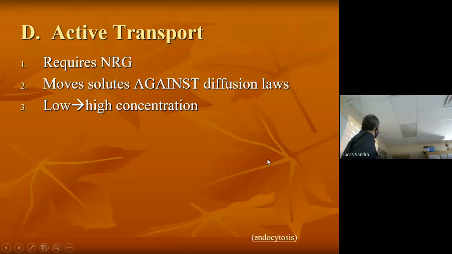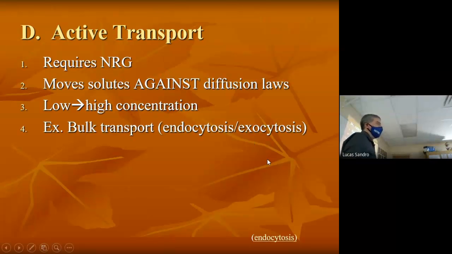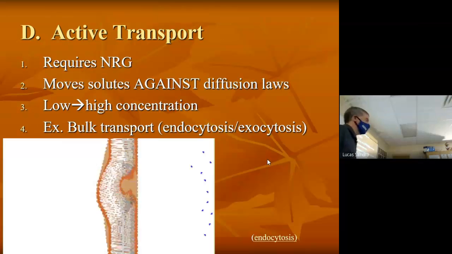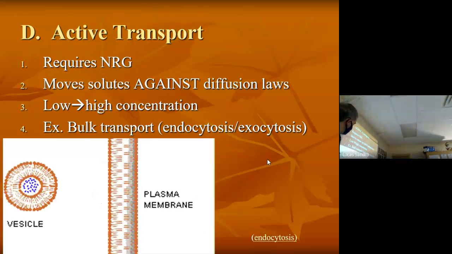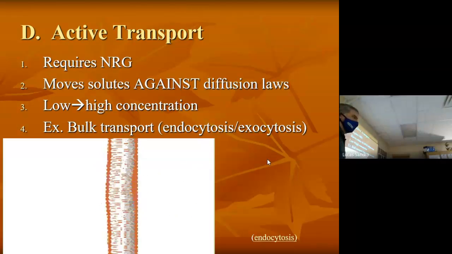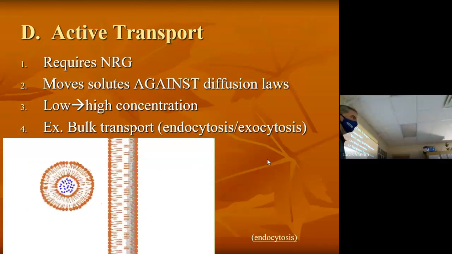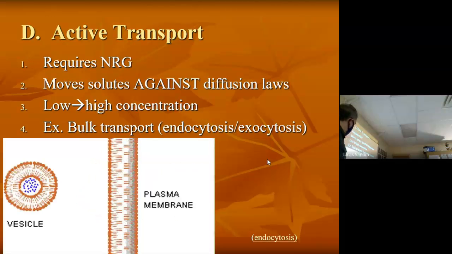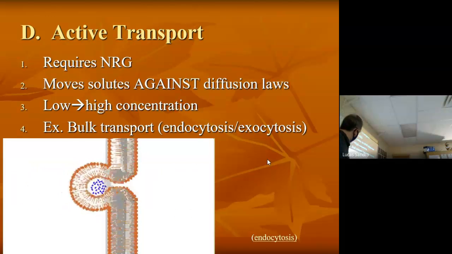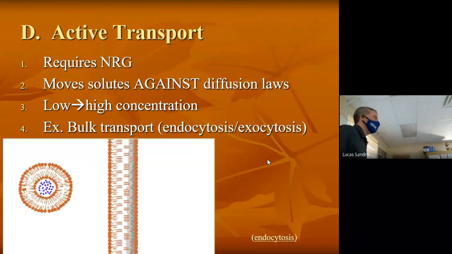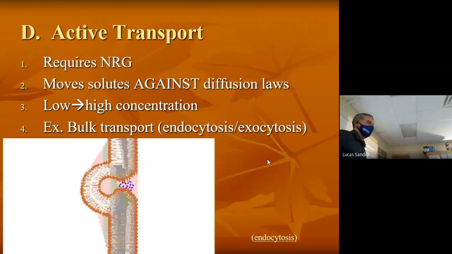We call it bulk transport. But the two kinds are endocytosis and exocytosis. This is exocytosis. Remember, we use that word vesicle a lot. When you're sending something out of the cell, you know, from the Golgi via a secretory vesicle, and you fuse that vesicle with the cell membrane, and basically the cell just kind of spits out the stuff it needs to get rid of. That's exocytosis.